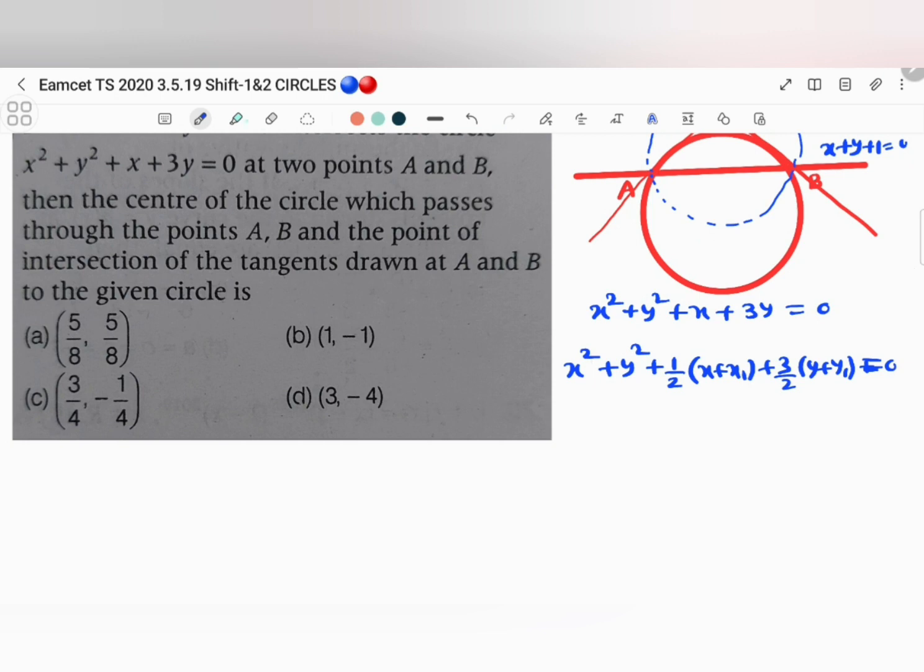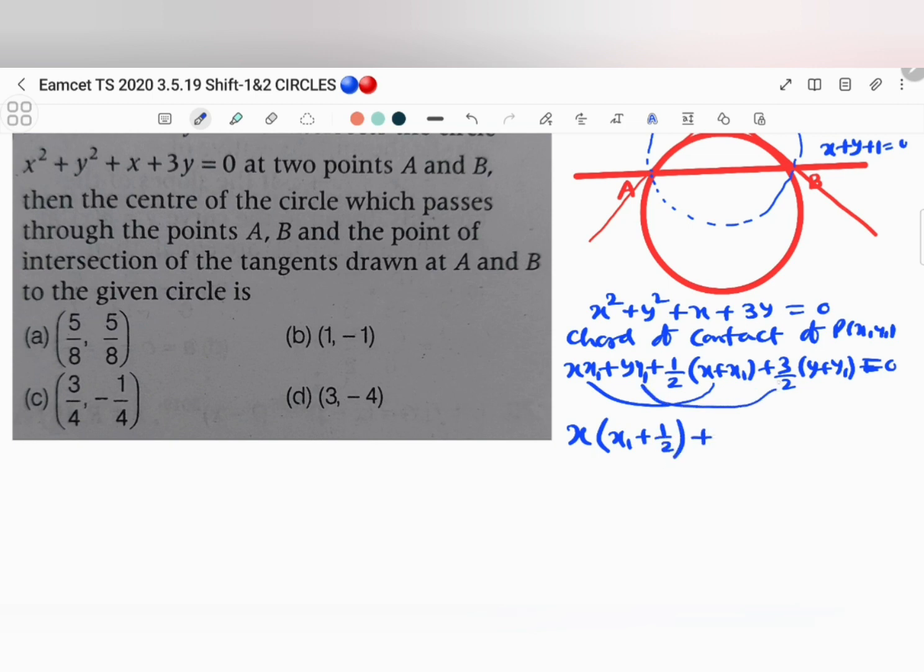Sorry, I need to write xx1. The chord of contact of P(x1, y1): from these two, take x common. So what will come here? If you take x common, x1 plus 1 by 2. Next, y common, y1 plus 3 by 2. The rest of the terms, x1 by 2 plus 3y1 by 2, is equal to 0. This equation and the given equation x plus y plus 1 equal to 0 both represent the same line.